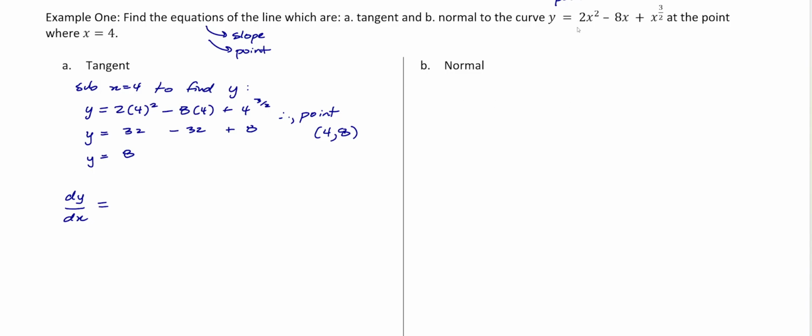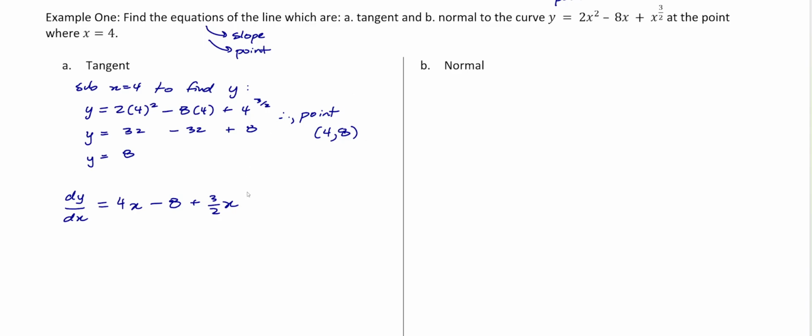so let's use our power rule. We bring the 2 down, multiply it by this 2, 4x. That power right there, we're going to subtract 1, so we get 4x to the power of 1. This should just be minus 8. And for this final term here, we're going to bring the 3 over 2 down. And then we're going to take this 3 over 2 and subtract 1.